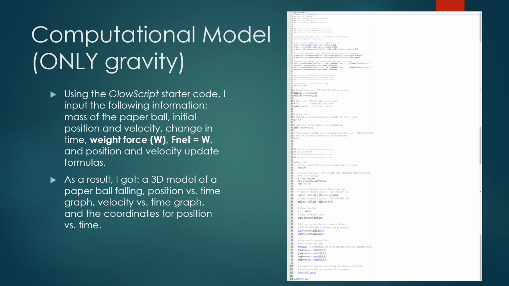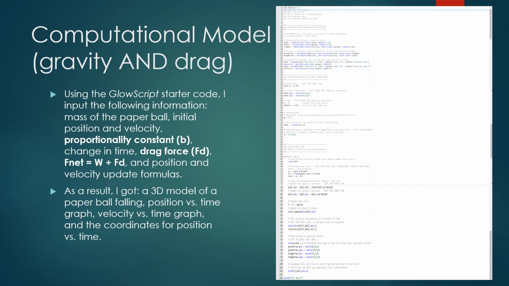And as a result, I got a 3D model of a paper ball falling. And then underneath that, we got the position versus time graph, a velocity versus time graph, and the coordinates for position versus time. All of this in GlowScript.